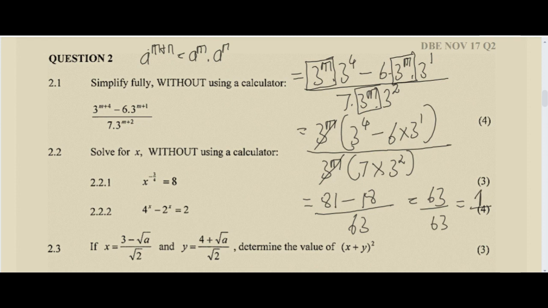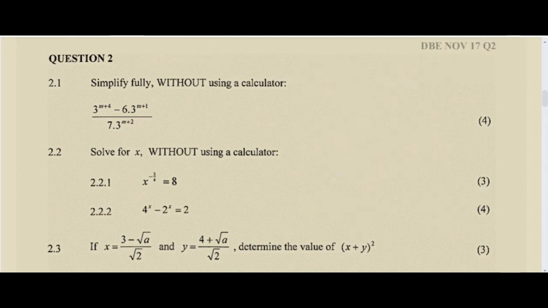Then let's proceed to 2.2. Solve for x without using a calculator. 2.2.1, we are given x to the exponent of negative 3 over 4 is equal to 8. But since we are dealing with exponents, we know that we have to write the 8 here in terms of exponents. So we can write it as 2 to the exponent of 3, which is a prime factor 2.